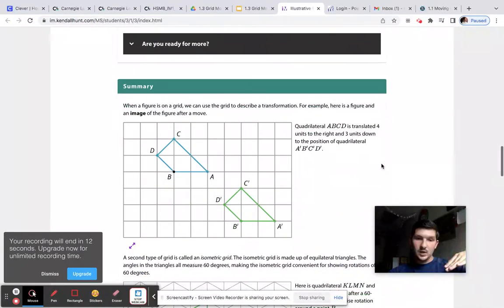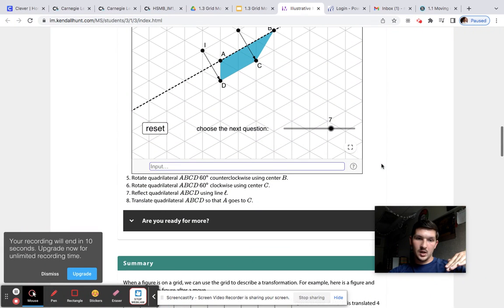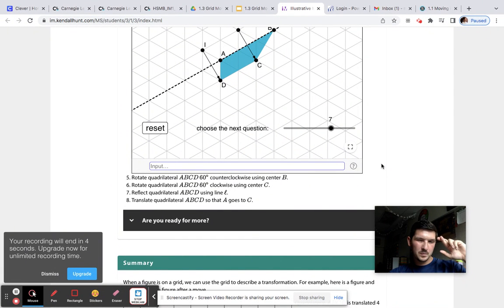Rotation is going to be a little bit more difficult, just because you really have to think about those degrees. So hopefully you have a projector, maybe. We'll see. Watch next video.